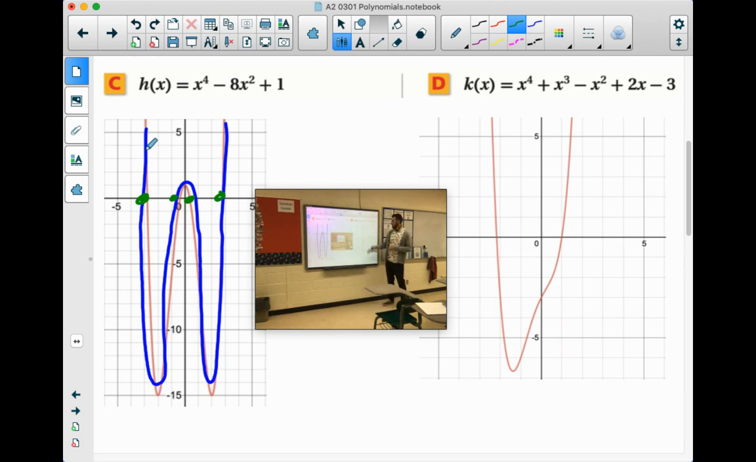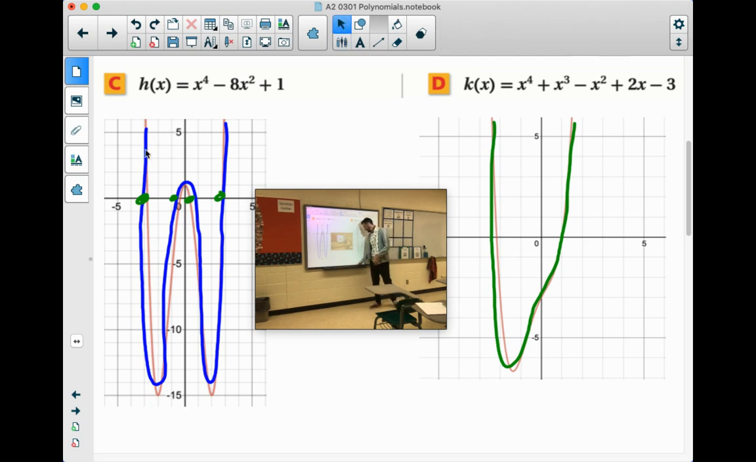For D, from left to right, I'd say, oh man, it decreases, then it increases the rest of the way, right? Kind of weird down there, but it still increases. As far as zeros, it crosses here and here, so it looks like it has 2 zeros.